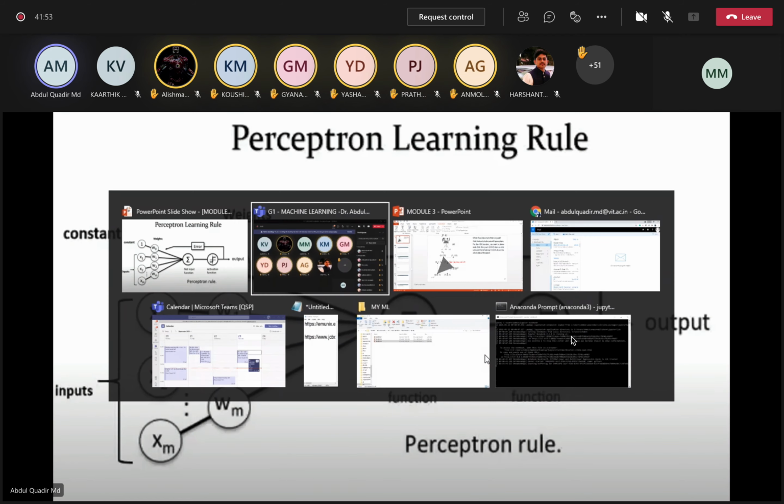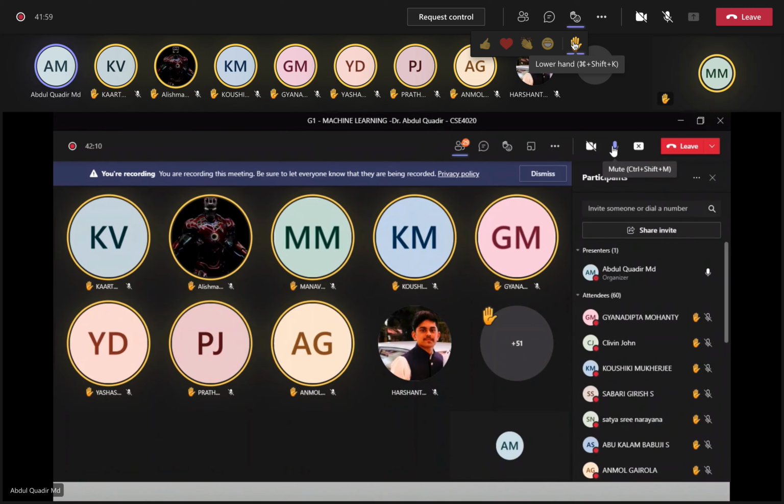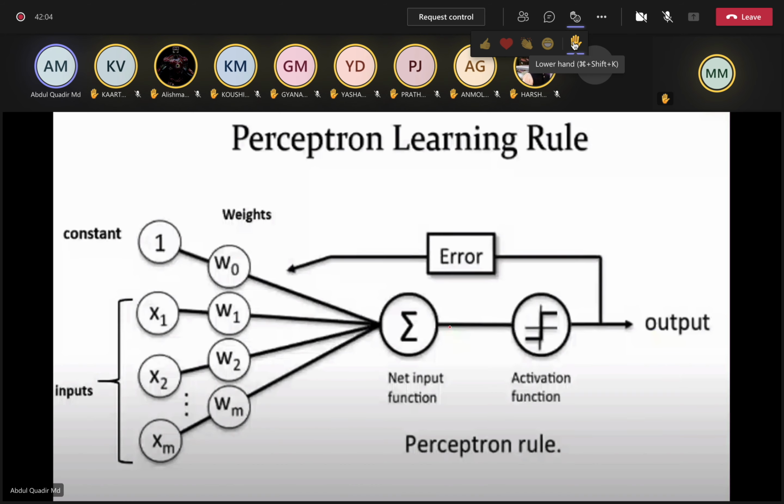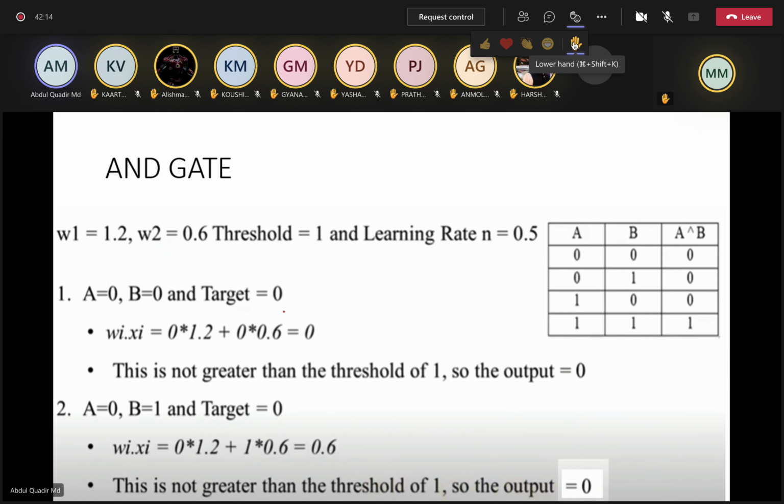How many of you are able to understand? Raise your hands. Okay, very good. For the modification of the weights, when there is an error, I will go for a formula. I will teach you with the help of an algorithm, with the help of a problem, for the AND gate.